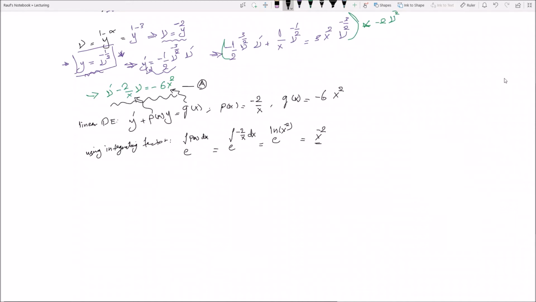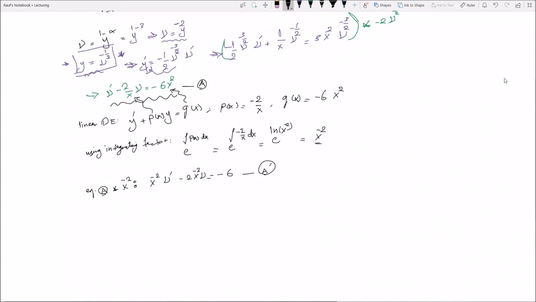Multiplying equation A by the integrating factor, which is x to the minus 2, gives you x to the minus 2 nu prime minus 2 x to the minus 3 nu equal minus 6. And this can be called A prime.